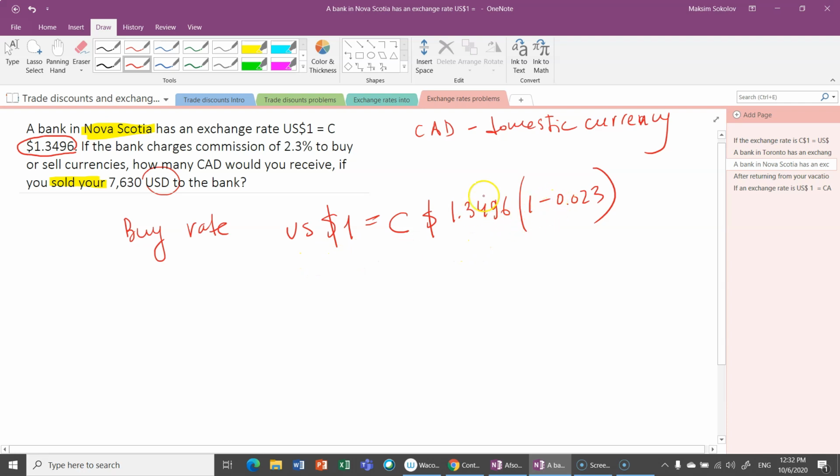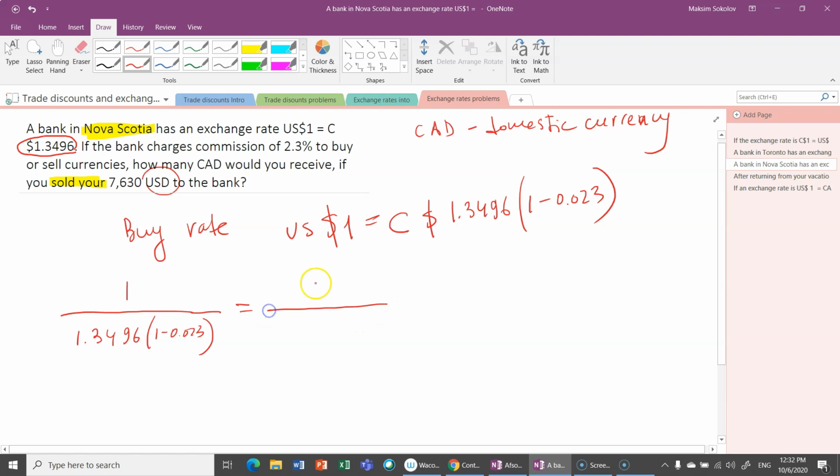Again, you see, the bank will be buying cheaper and then selling to the market at a higher price. So that's how the bank would be making that commission. So again, we are building that equation, which is 1 United States dollar to 1.3496 times (1 minus 0.023). So that's the buy rate here.